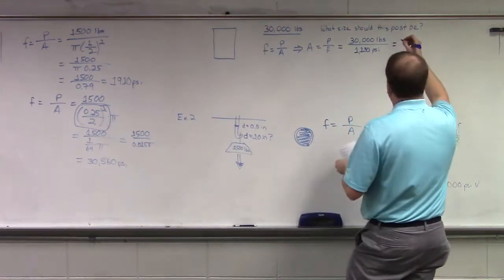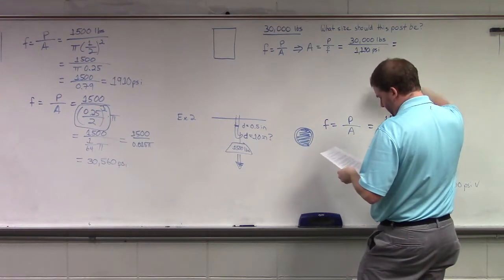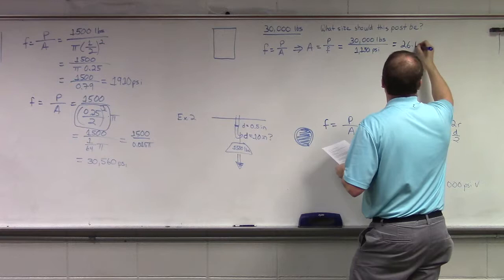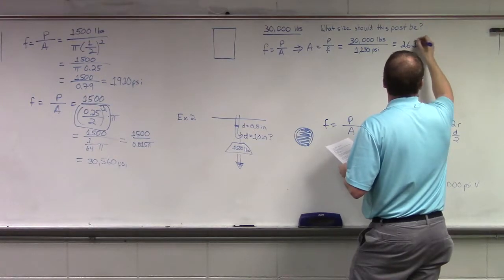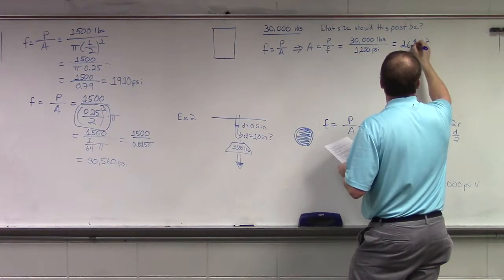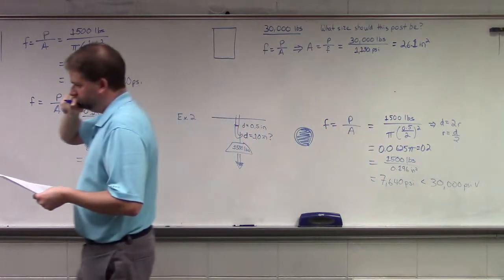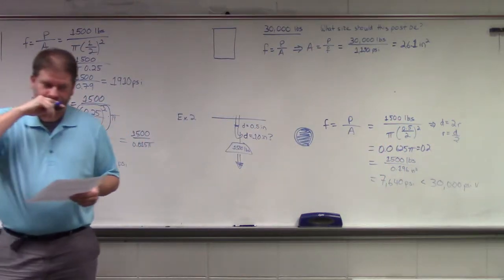Okay, so 30,000 divided by 1150 turns out to be 26.1 square inches. So is that where you can leave the answer there? You don't want to take the root of that so you get the dimensions, assuming that it's a square post?